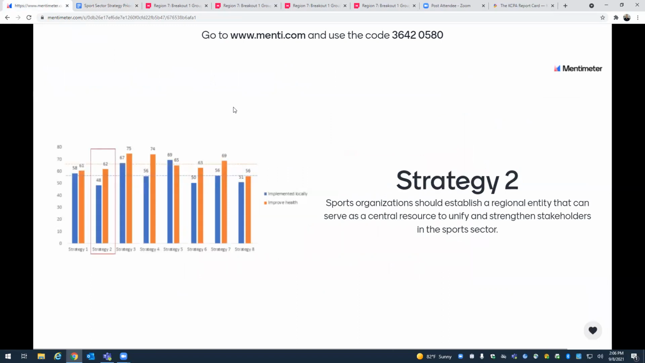Let's see Strategy 2 here. Yep, Strategy 2: sports organizations should establish a regional entity that can serve as a central resource to unify and strengthen stakeholders in the sports sector. So you can see where it ranked here. Fairly middle of the pack for improving health, but we thought that for implementation locally, it might be a little bit more of a challenge.